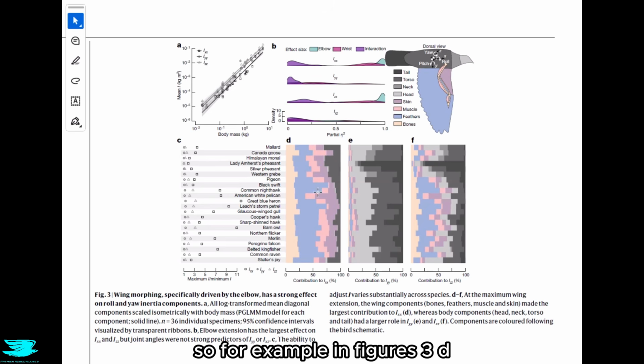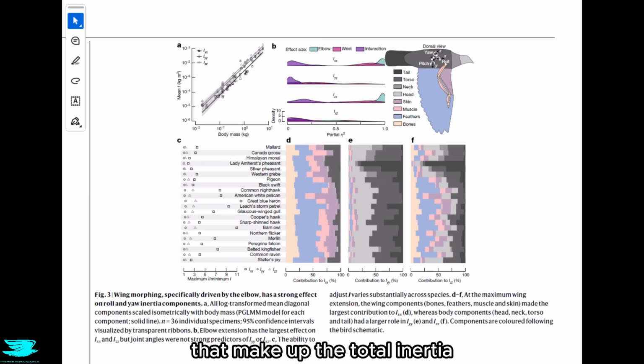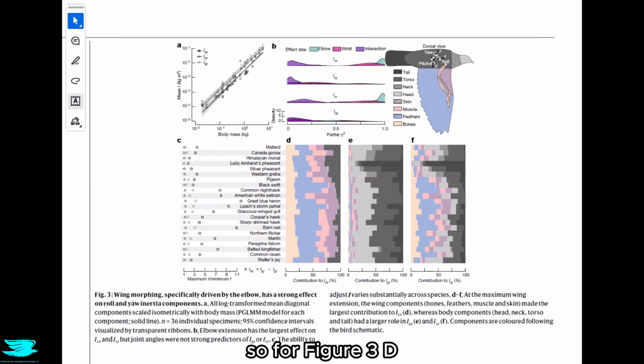So for example, in figures 3D, E, and F, we see how each of the bird's different parts of their body contribute to the different moments of inertia. So the graphs show these colors that make up the total inertia. The key for these colors are above in the top right section here. So the dark gray is for the tail, the medium gray is for the torso, the light gray is for the neck, the light green is for the head, and so on.